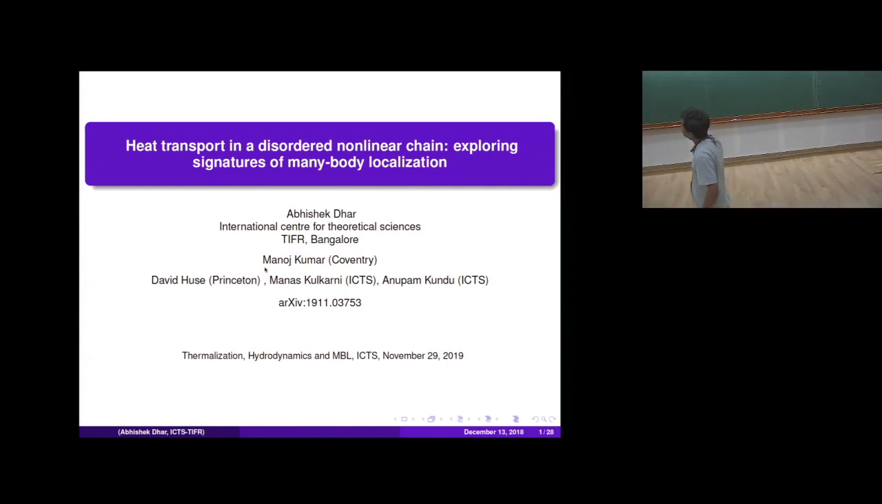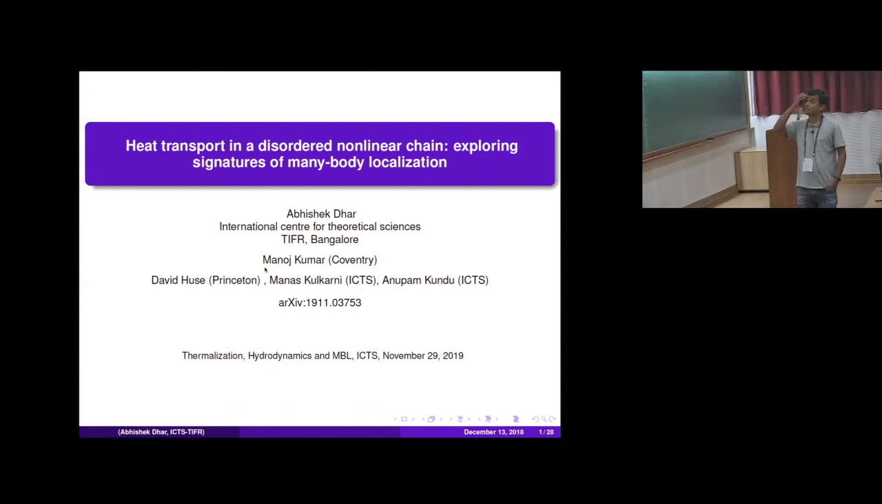Okay, so I basically talk about a classical system, a chain of oscillators with disorder and anharmonicity. I try to look at the question of what the signatures of localization are in this interacting system. This work is done with a former postdoc who was here, Manoj Kumar, who is now at Coventry. He's quite an amazing guy in doing numerics. And then David Hughes and two colleagues at ICTS who have been in this program.